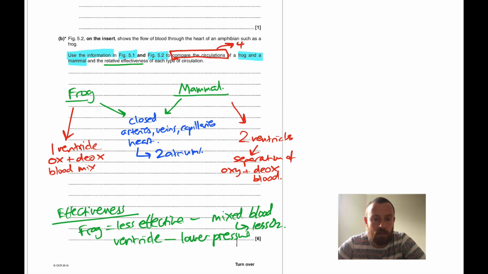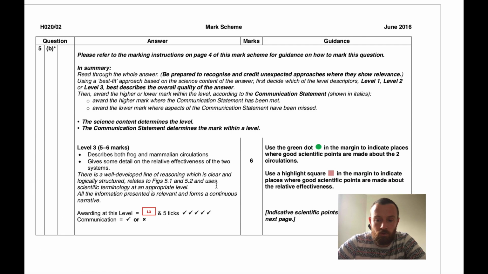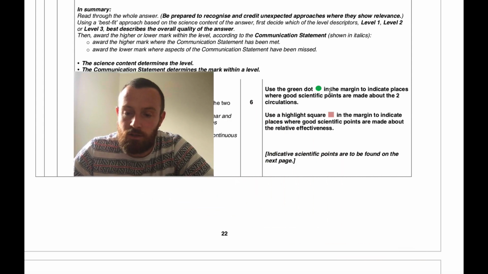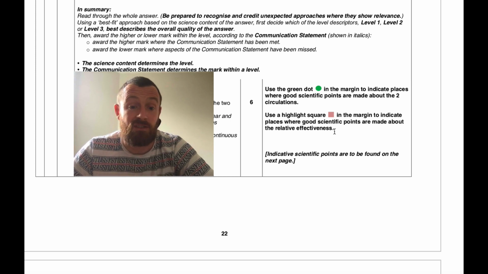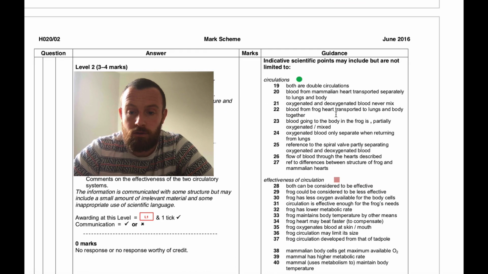Let's have a look at the mark scheme and let's mark your answers. Okay, again here in the marker's guidance, and you can do this as well when you're marking, green dot if you've made a point about the 2 circulations, and a highlight square to talk about the effectiveness. Those are the 2 aspects of this 6 marker. Right, let's look at the points.